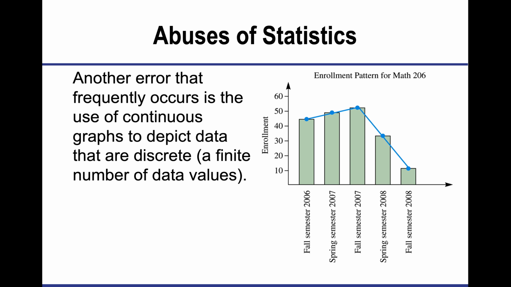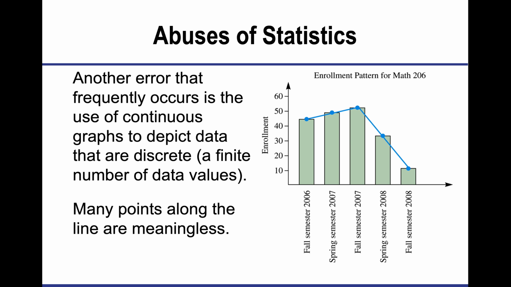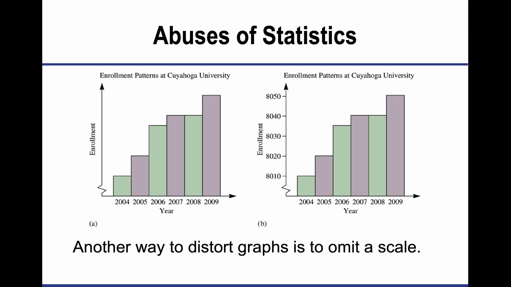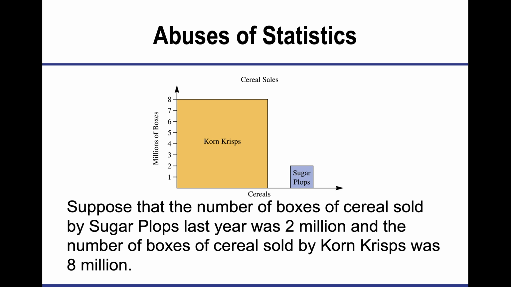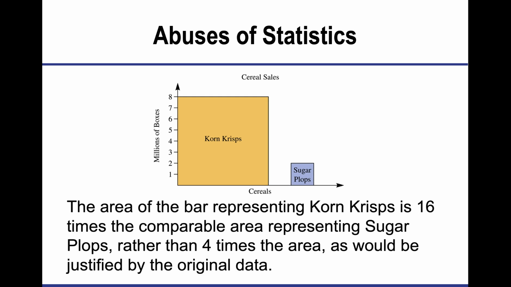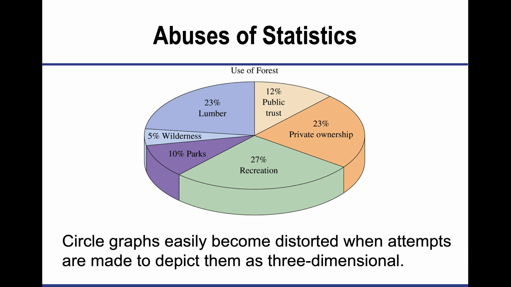Here's another example of an error that frequently occurs. I'm looking at data that's supposed to be discrete, but what's happening here with this line graph? What is this line telling me? Is it telling me anything? I don't know. Many points along that line are just meaningless. Another way would be to omit a scale. I just don't put it. Look at the left and look at the right. I didn't put a scale. I don't know what's happening on the left. Here's another example. I made one box really big because it had a really big scale, but now Sugar Pops is this tiny little thing. Again, that affects things.